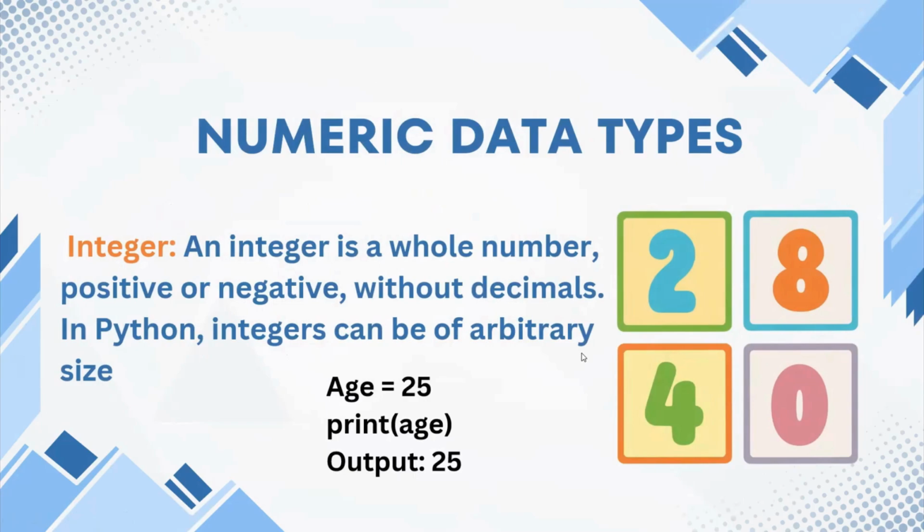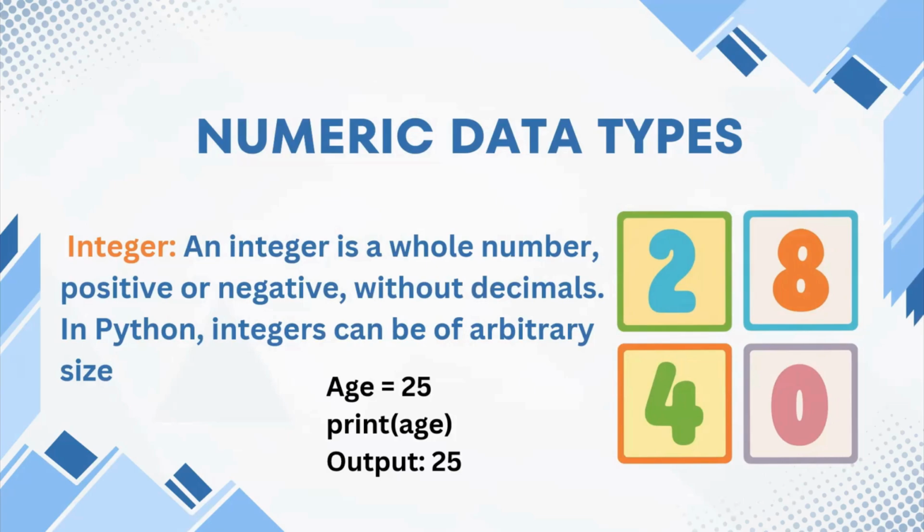Let me tell you each data type in detail. The first one is integer. An integer is a whole number. It can be positive or negative, without decimals. In Python, integers can be of arbitrary size. Age equals 25, print age, then you will get your final result as 25. Numerical means whole number, without any decimal. And arbitrary means it can be any random size.